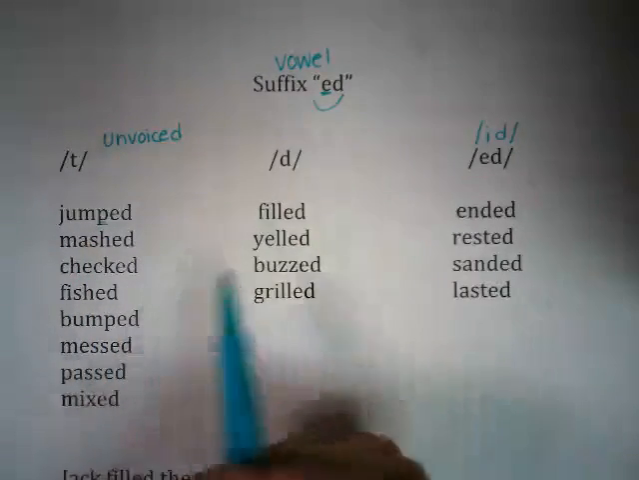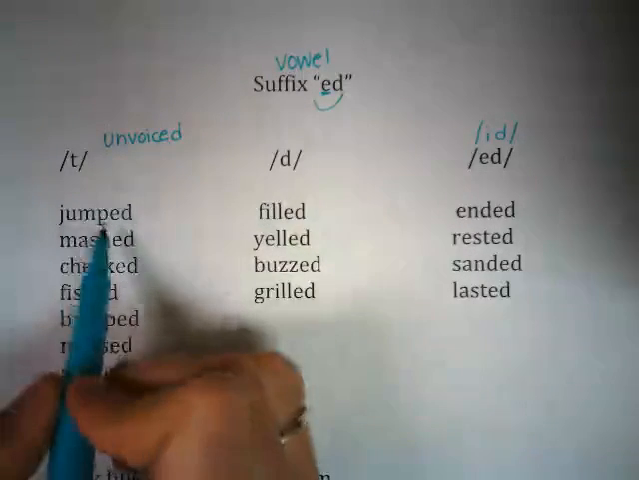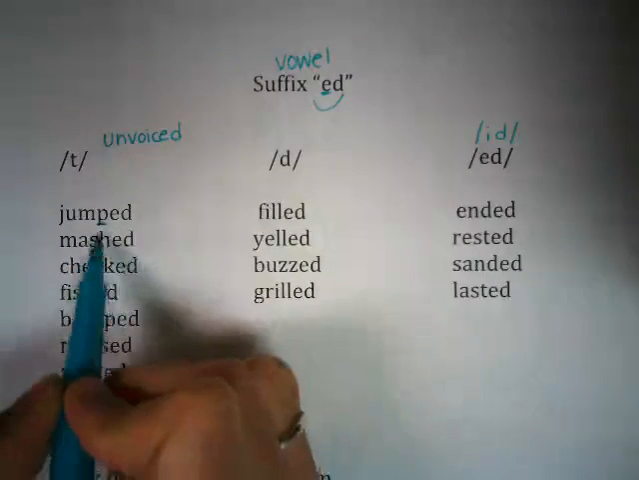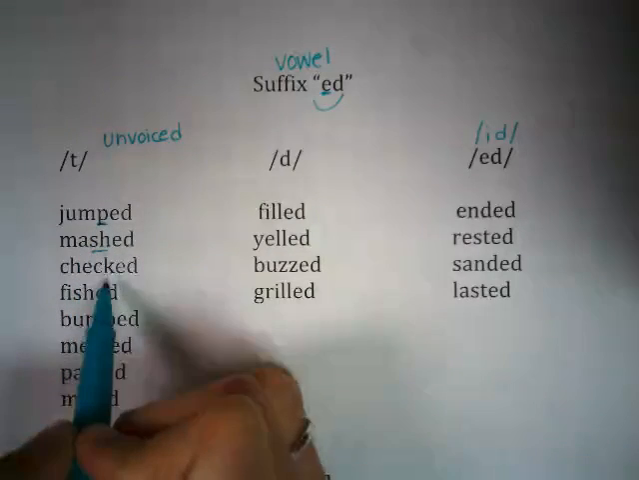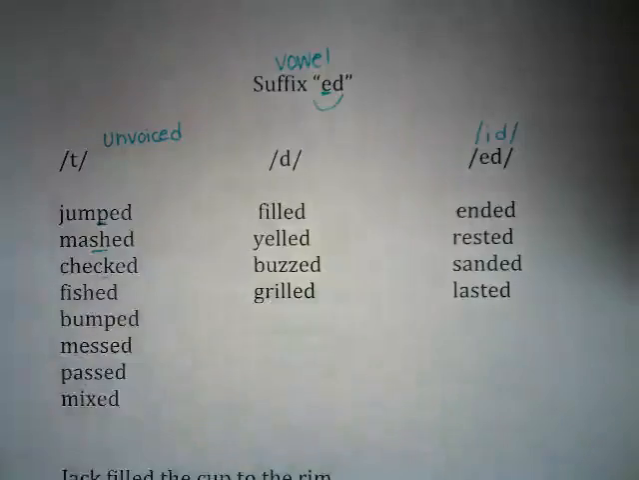So again, ed at the end of a word, at the end of an unvoiced sound like p or sh or k, says t.